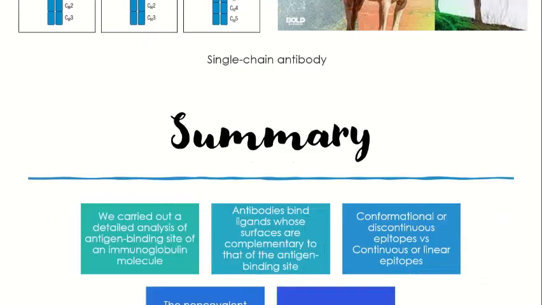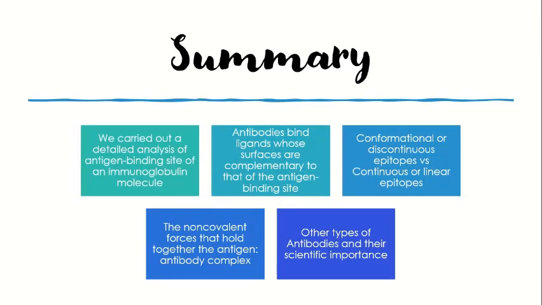So this concludes our discussion regarding the antigen antibody interaction. Just as a summary, first of all, we considered a detailed analysis of the antigen binding site of the immunoglobulin molecule. We saw the variable regions and the framework regions. Then we saw that the antigen and antibodies can bind based upon their structures and a lot of other factors, including the steric hindrance that influences the interaction between the antibody as well as the antigen.